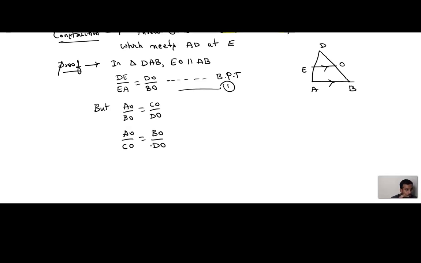Now can you take the reciprocal of this? CO by AO is equal to DO by BO. Means you can write it like this also, or you can write in this form also. You can write in any of the forms. CO by AO is equal to DO by BO. Any doubts? Now let me say this as equation 2. Did you understand why I wrote it like this?